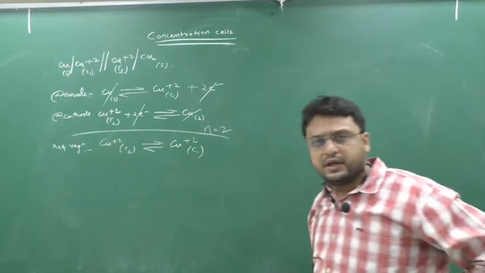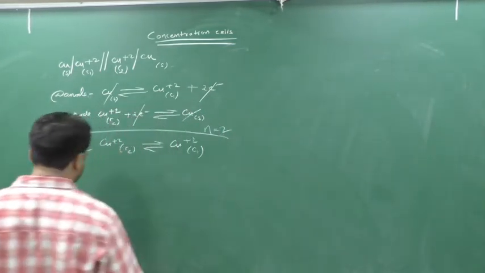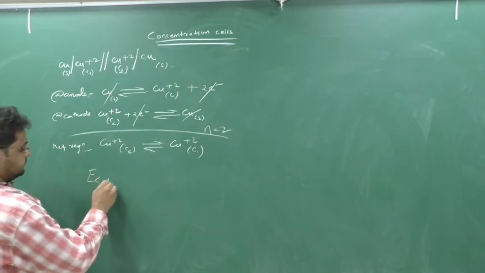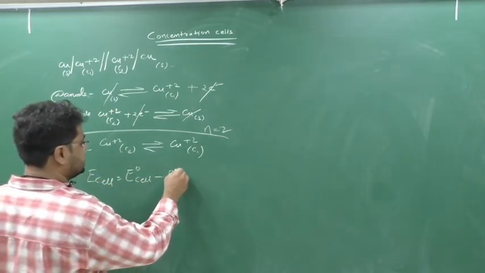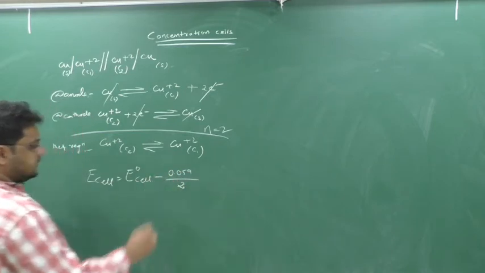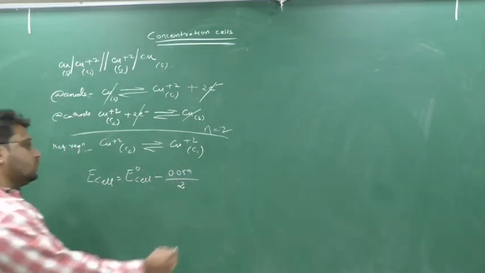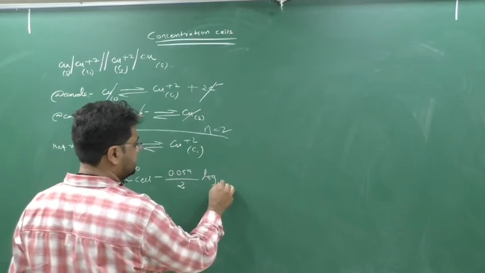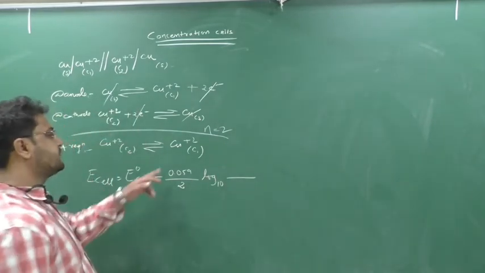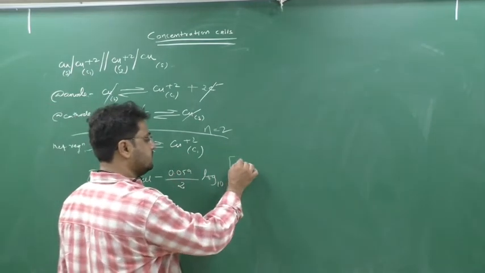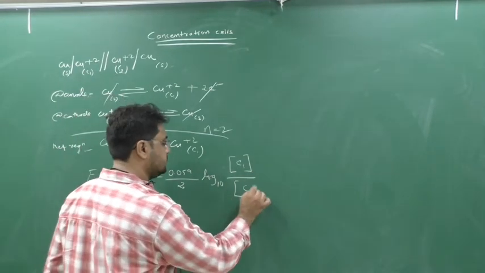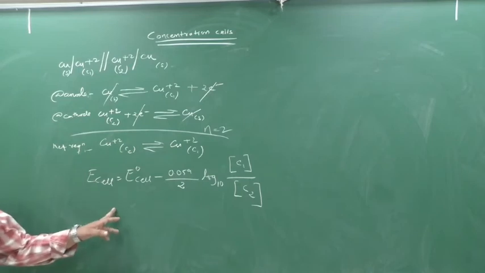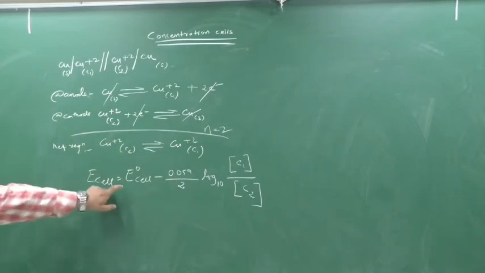Now, for this I write down the Nernst equation. So, what does the Nernst equation say? E cell equals E naught cell minus 0.059 upon 2, yes or no, log to the base 10 of the concentration of product. So, here the product is of C1, by the concentration of reactant, that is of C2. Is this correct? No. Again we will see what can be the value of E naught cell.